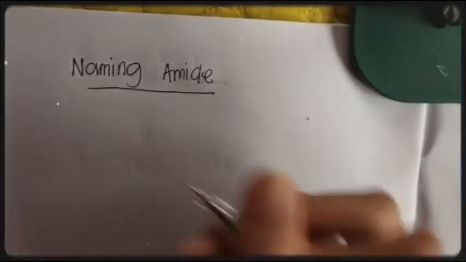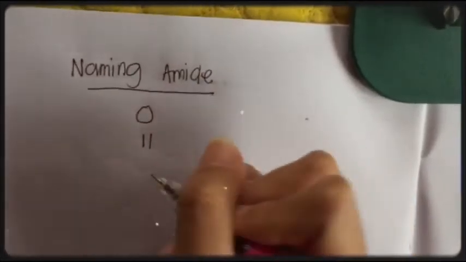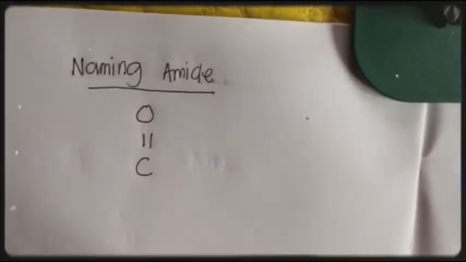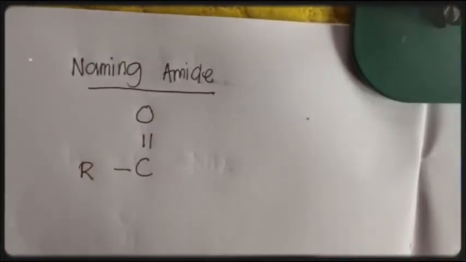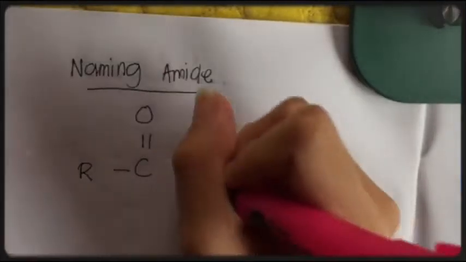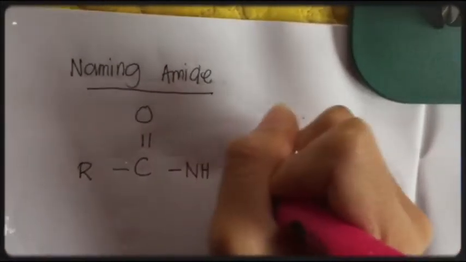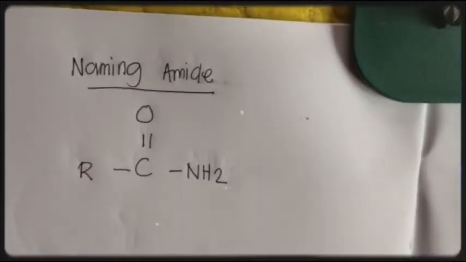So, naming amide. An amide is a molecule that has a carbonyl, or a carbon double bonded to an oxygen, in the R group, then attached to a nitrogen group such as NH2. So this is the structure of an amide.